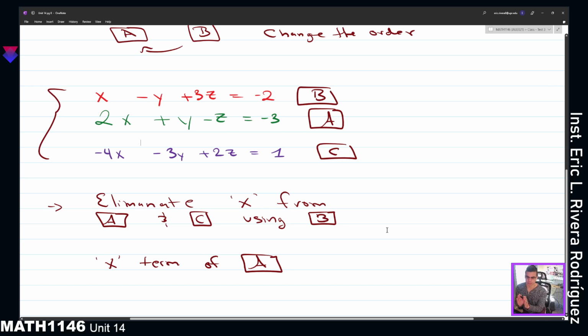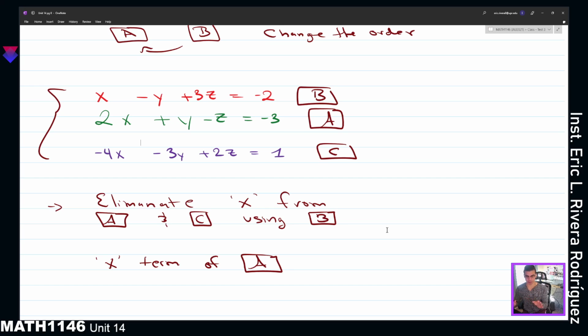What I'm saying is that this is not the only method or the only process that you are going to follow. But for me, these are the general steps that you are going to follow, and you are going to be okay if you follow them correctly solving a 3x3 system.